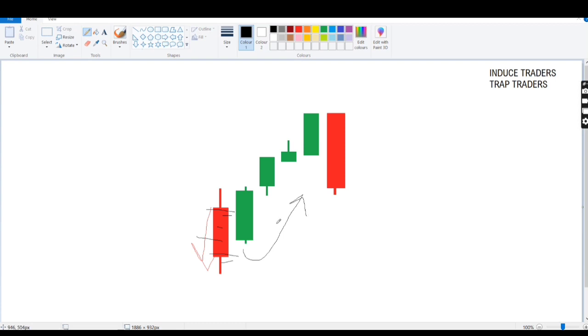Then all of a sudden the market maker changed direction, right? So this order block is actually formed by this inducing of traders and trapping them. So many people saw this red candle being formed, they were actually selling, right? Then the market reversed here so that you could trap those sales up to here.